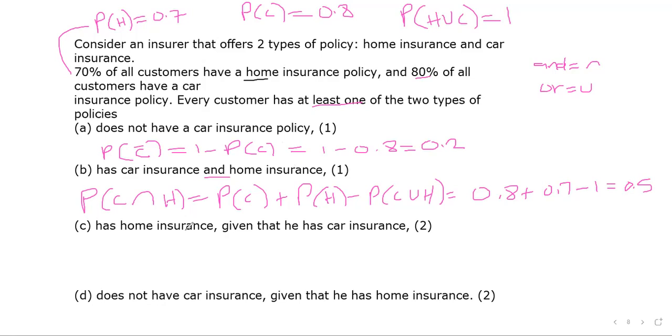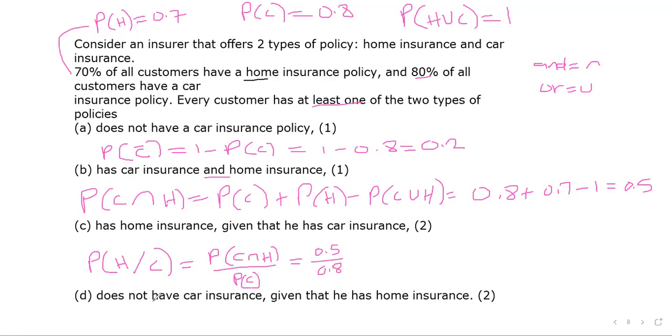How about has a home insurance given he has a car? So probability home given car. So this would be probability of what? H intersection C, or since we're starting with the letter which comes first in the alphabet, C intersection H. Then we bring this one down there, probability of C. So here, the intersection, we just calculated it now, 0.5. And the probability of C is 0.8. You can compute on your own.